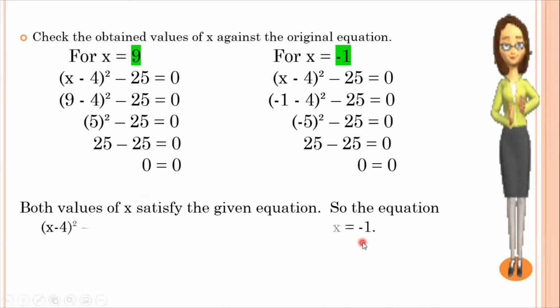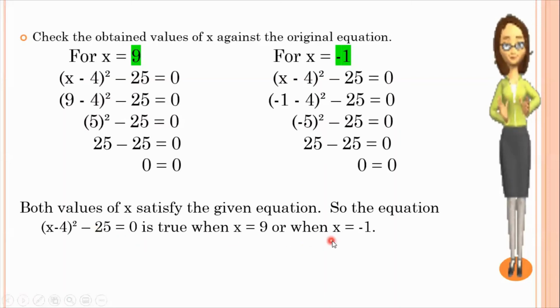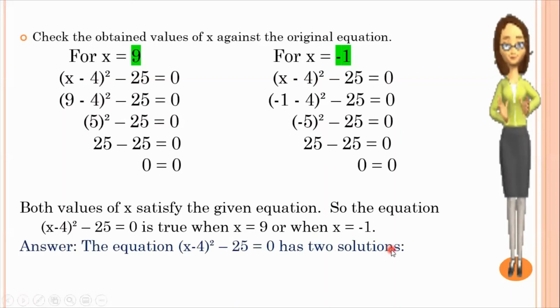So the equation (x minus 4) quantity squared minus 25 equals 0 is true when x is 9 or when x is negative 1. Answer. The equation (x minus 4) quantity squared minus 25 equals 0 has two solutions. And that is x is 9 or x is negative 1.